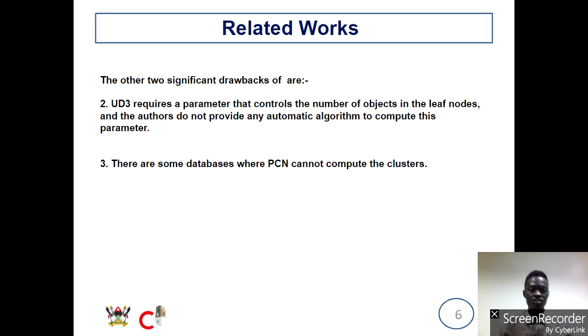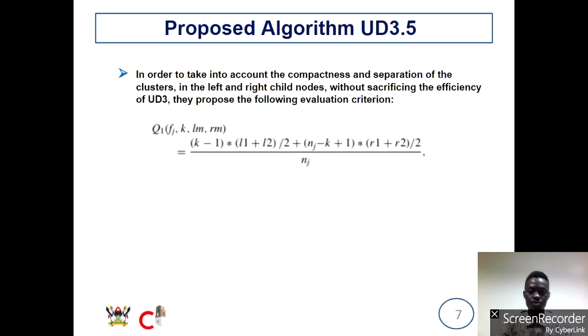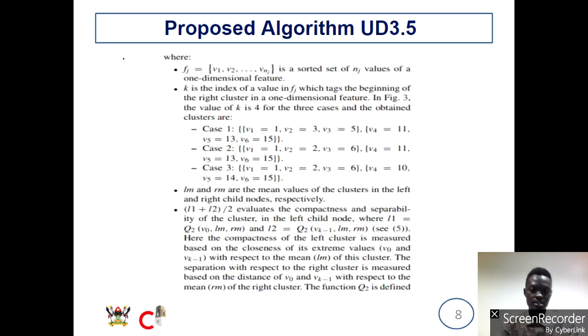Another setback is that UD3 requires parameters that control the number of objects in the leaf nodes, and the authors do not provide any automatic algorithm to compute these parameters. Then another one is that there are some databases where PCN cannot compute the clusters. So they proposed algorithm UD3.5, which takes into account the compactness and separation of the clusters in the left and the right child nodes without sacrificing the efficiency of UD3, because UD3 is efficient, that is good, but then it has those 3 drawbacks as we've seen.